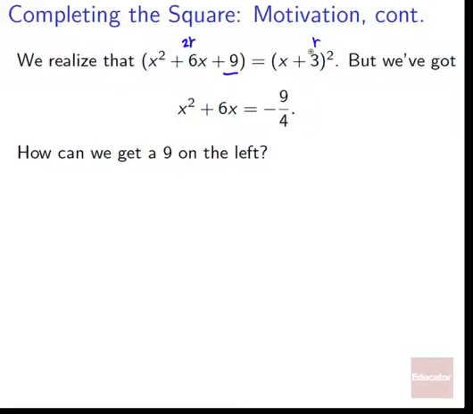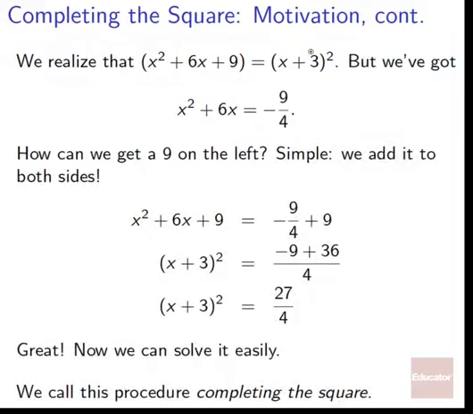How do we get a 9 on the left? Simple. We just add 9 to both sides, because we figured out we want it to look like this. Since we want it to look like this, we make it look like this through basic algebra manipulation. Add 9 to both sides, we get x squared plus 6x plus 9 equals negative 9 over 4 plus 9. The left side is now x plus 3 squared.